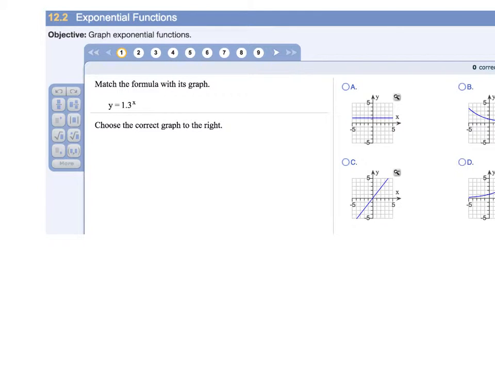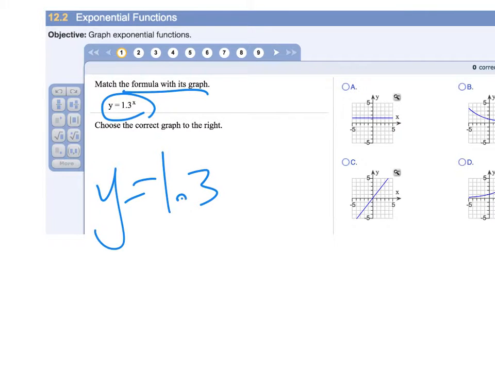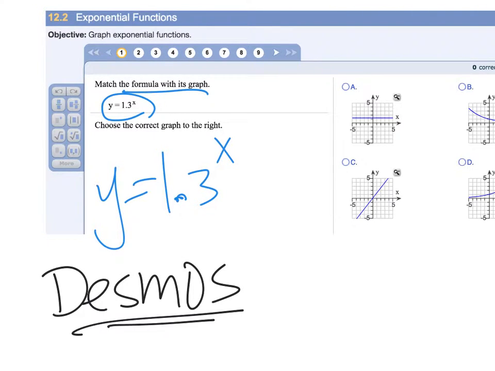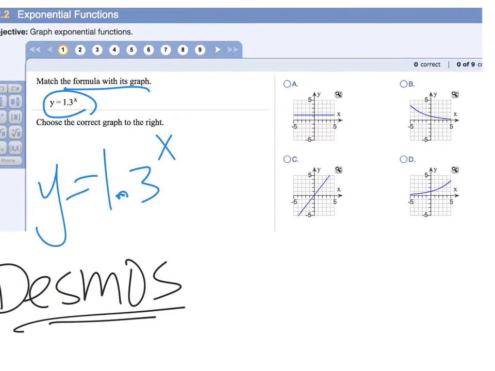For this one, it says match the formula with its graph right here. So you're going to take this y is equal to 1.3 raised to the x power. You're going to go into Desmos. So this is definitely a Desmos opportunity. In fact, most of this video is going to be Desmos. And then you're going to graph it.